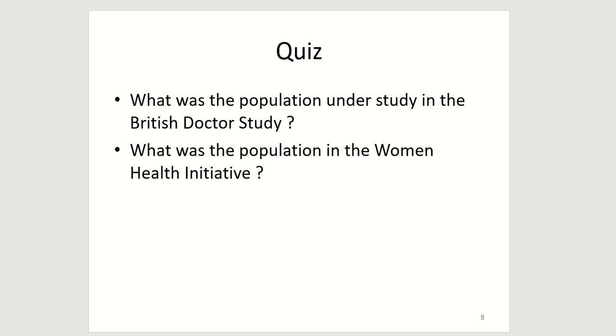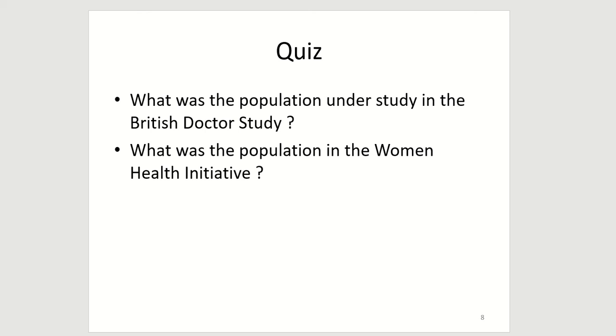So the first quiz was: what was the population under study in the British doctors study? This was a study that looked at British doctors. They mailed them questionnaires and did a follow-up over time, basically looking at smoking and heart outcomes. And I think this study was maybe in the 60s.